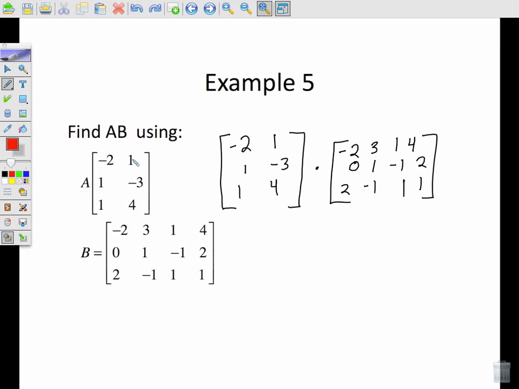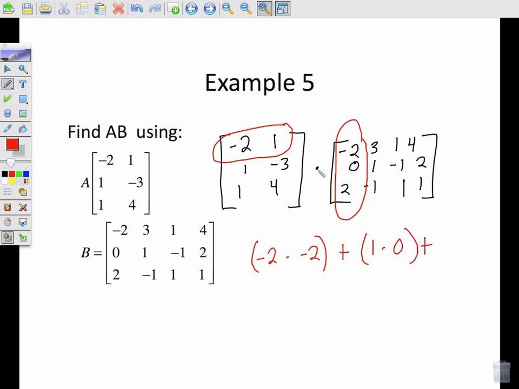Here's what we need to look at. So we're going to take row 1 and we're going to multiply it by the column. But when I go to match up corresponding parts, I would match up the -2 with the -2. I would match up the 1 with the 0. But I don't have a third element to match up with the 2. So this indicates the sizes aren't matching up. So we can't multiply. This is not defined or not possible.